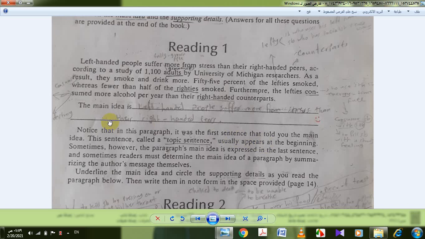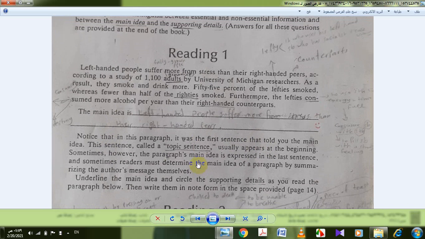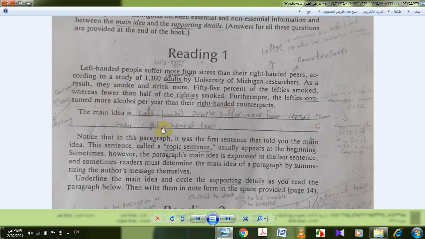The main idea here, what is the main idea? The main idea is that left-handed people suffer more stress than their right-handed peers. Okay, so this is the main idea, and it is very easy for you as graduating students to determine and to know the main idea. As we have just said, it is the most important idea in the paragraph. It is always placed at the beginning, though sometimes it comes in the middle or at the end.